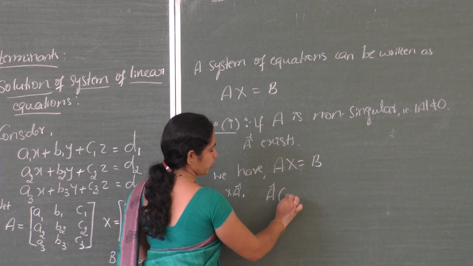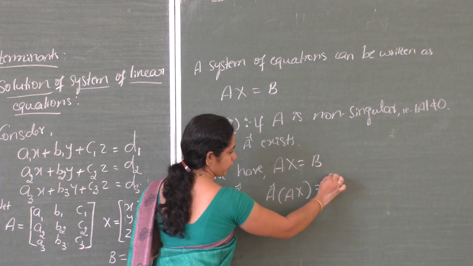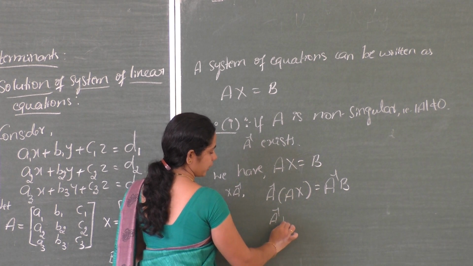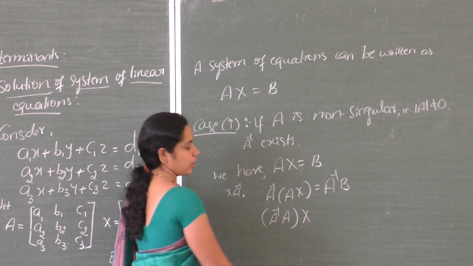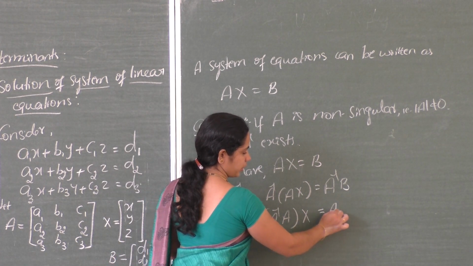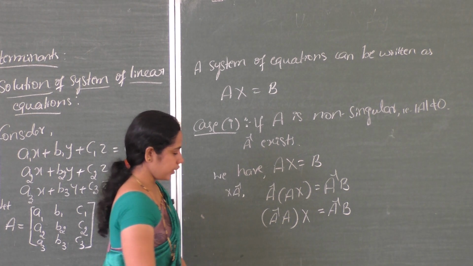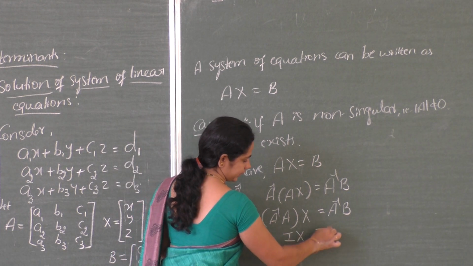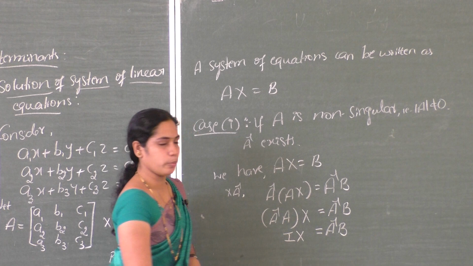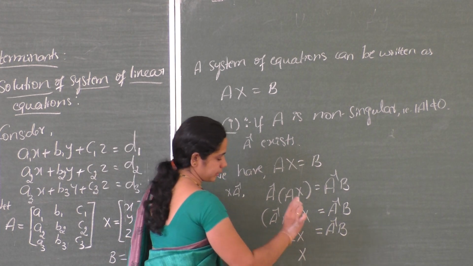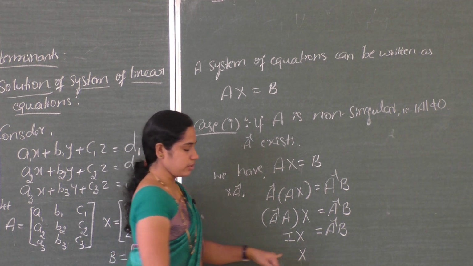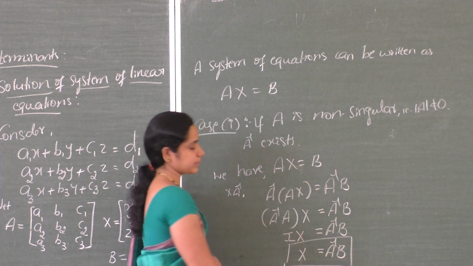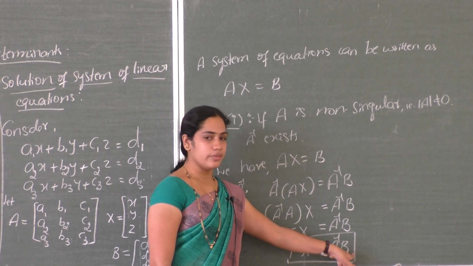A inverse into AX is equal to A inverse into B. Now apply associative here: A inverse into A into X is equal to A inverse into B. Now A inverse into A is I, so I into X equals A inverse into B. I into any matrix X, that is X only, so X equal to A inverse into B.